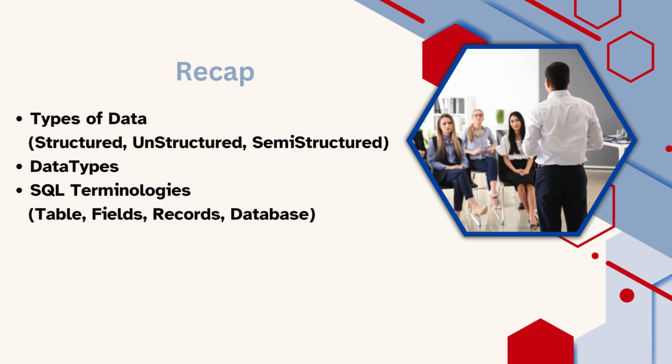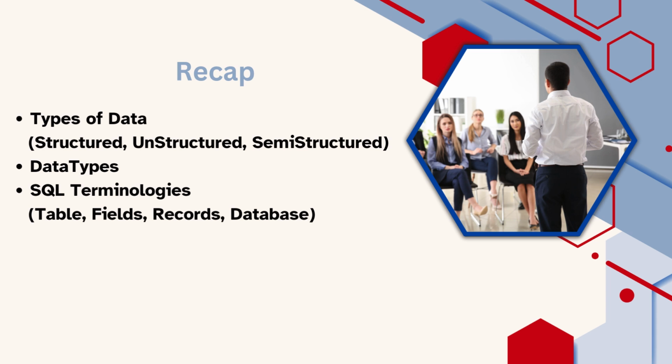Data is categorized into three types: structured, unstructured, and semi-structured data. So what is structured data? Structured data is data organized in rows and columns with a specific data type for each column. It's like organizing files in a file cabinet, where each file has a specific type and belongs to a specific folder.